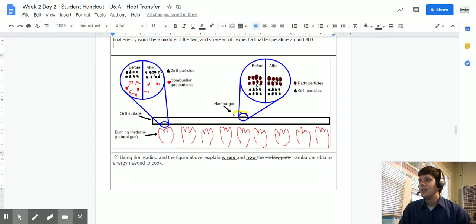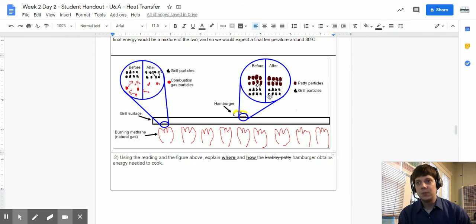Number two, using the reading in the figure above, explain where and how the hamburger obtains energy needed to cook. So the hamburger is right here. We can see in this figure that the grill particles, the black, are colliding with the patty particles, and then after, the patty particles are moving. So that means they've transferred energy through collisions, which is essentially conduction.